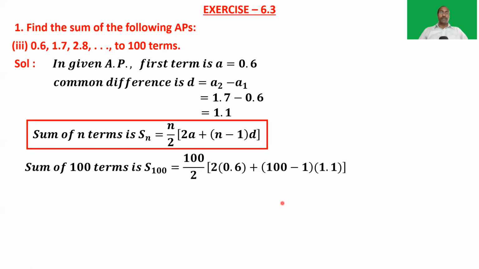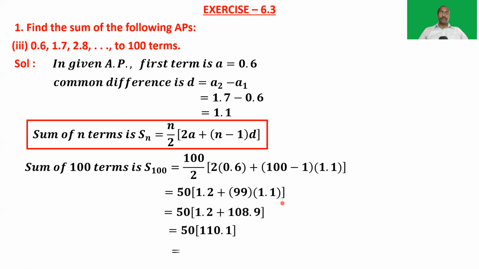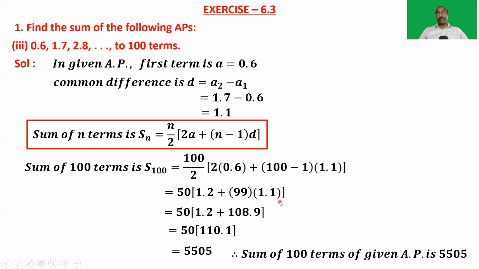Okay, students, please watch carefully. So the sum of 100 terms of the given progression is 5,505. Okay, so let's take the next one.